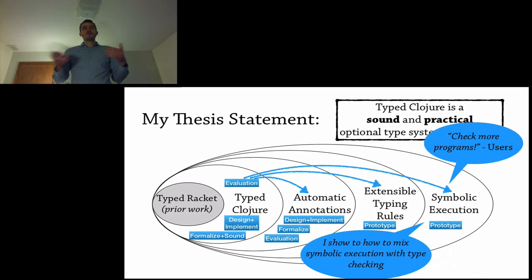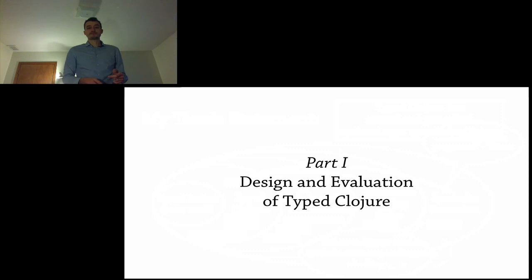And finally, there weren't enough programs in functional programming style that were easy to check. So users wanted Typed Clojure to check more programs out of the box. And I show how to mix symbolic execution with type checking in order to check more programs.